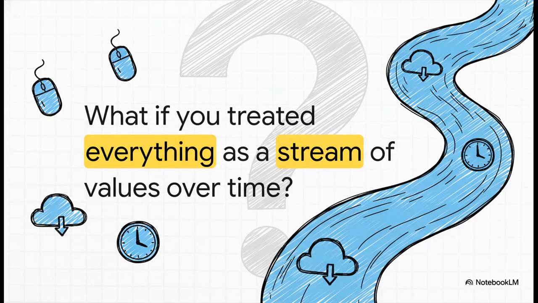And this is the big question. This is the light bulb moment. What if you treated everything as a stream of values over time? Think about it. What if a user's clicks weren't just a series of separate random events, but a continuous stream of data flowing right through your app? What if an API response was just a stream that happens to spit out one value and then it's done? This one simple shift in perspective, it's the key that unlocks everything.